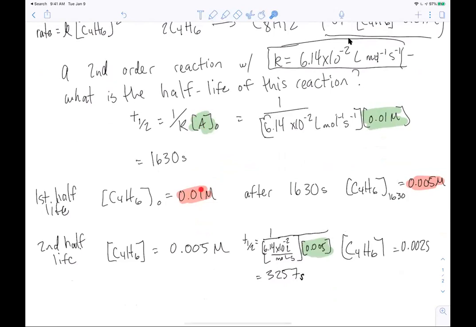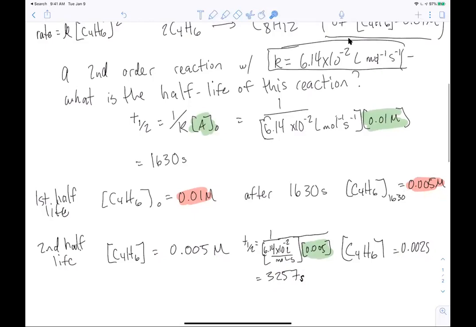So here we notice that the concentration is 0.01, the half-life is 1,630 seconds. As the concentration goes down, the reaction rate is also going to slow down. And what we see is that the half-life goes up. So it takes a longer time to go between 0.005 and 0.0025, 3,257 seconds, versus the first part, going from 0.01 to 0.005.